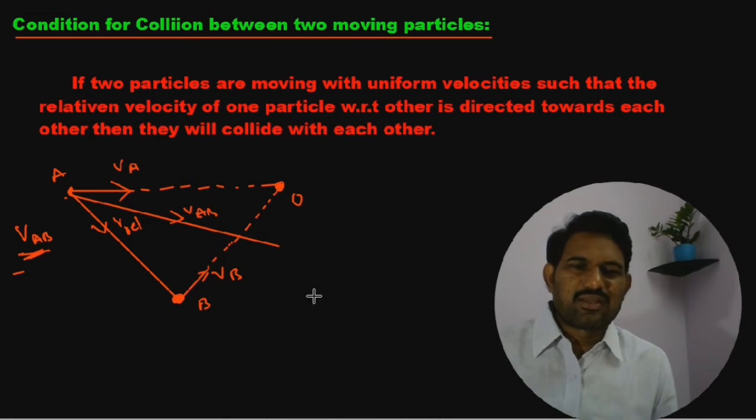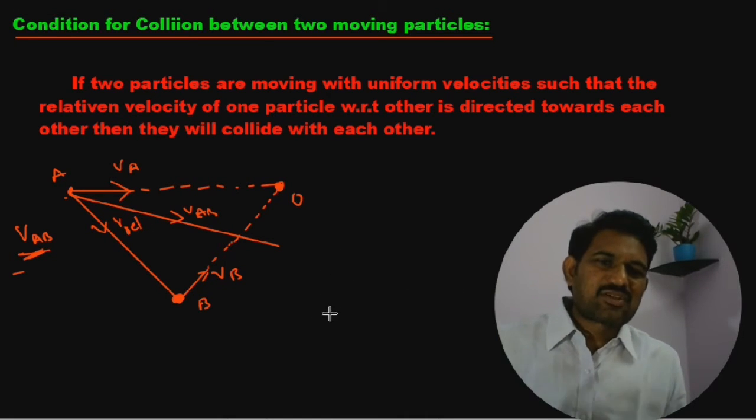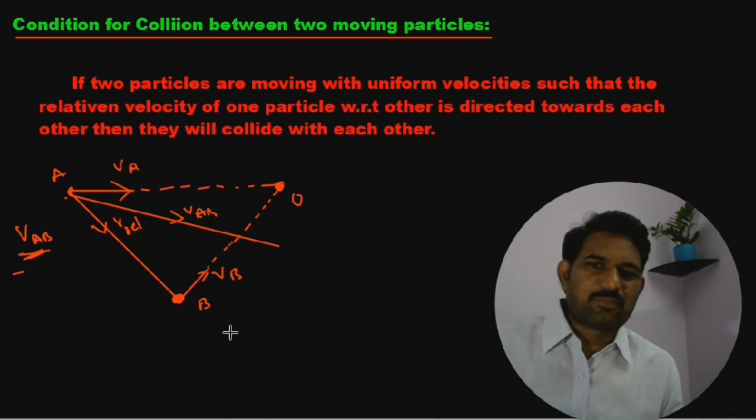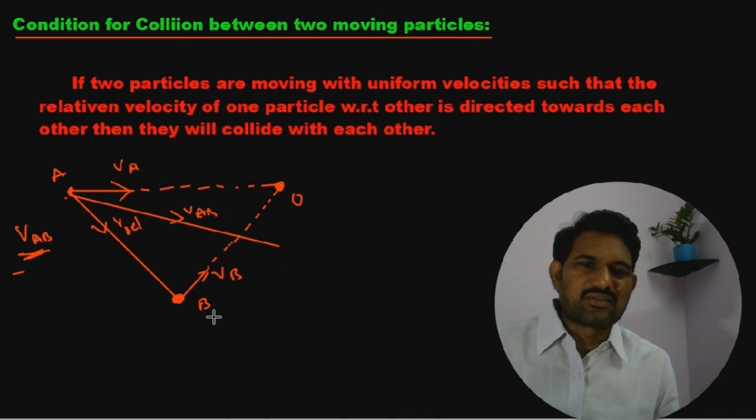Like in the previous class we discussed the shortest distance. Then you can find the shortest distance between particles A and B in such cases. But here, for the collision to take place, the shortest distance between them should be 0 when the collision is taking place, so the particle velocity must be directed like this.